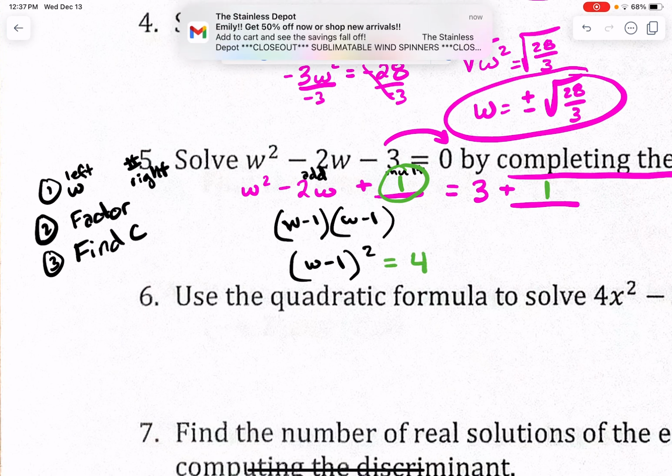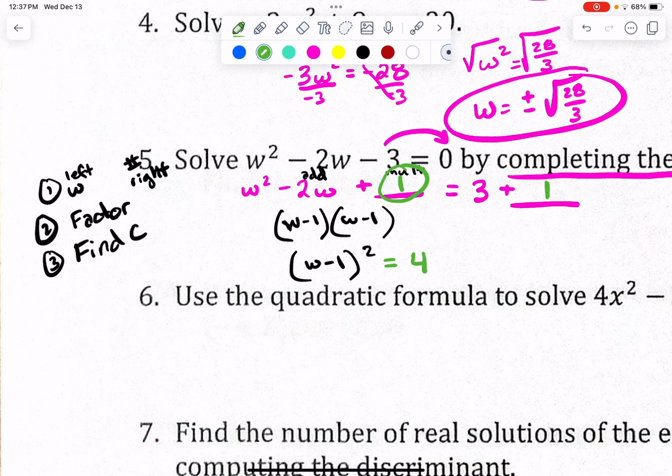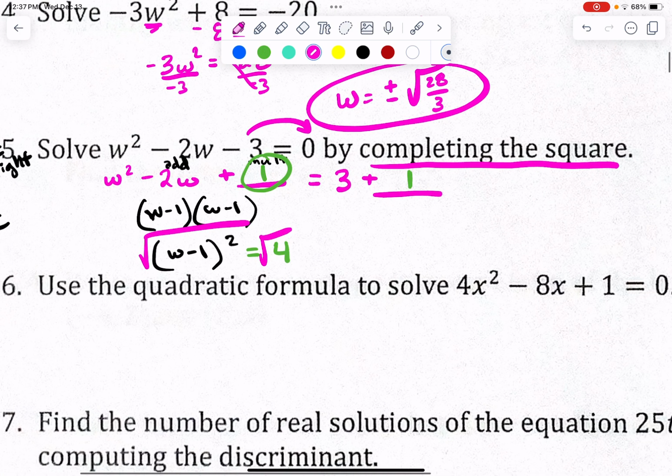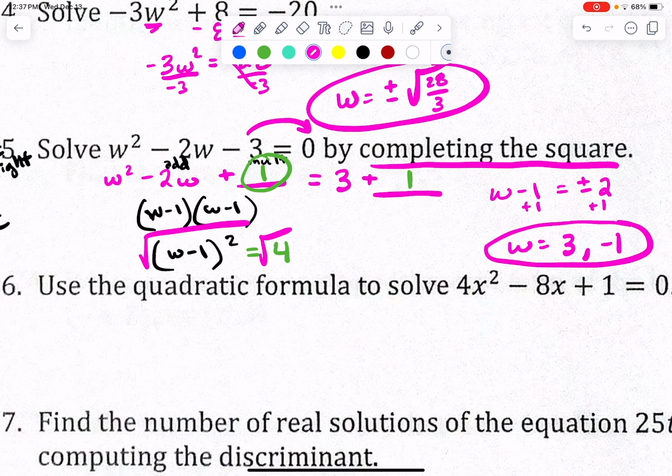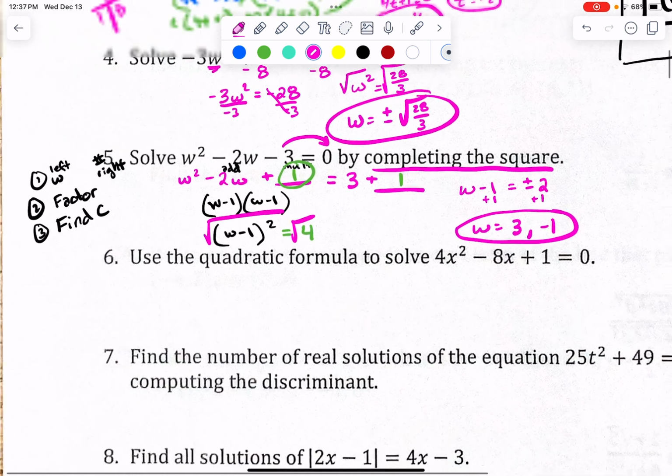equals 4. All right, now I'm going to solve by taking the square root. So square root. W minus 1 is just going to fall out, equals the square root of 4, which is plus or minus 2. And then I'm going to add the 1 over. So W equals, if it's a positive 2 plus 1, that's 3. If it's a negative 2 plus 1, that's negative 1. So those are my two answers. Okay? All right, that was completing the square.